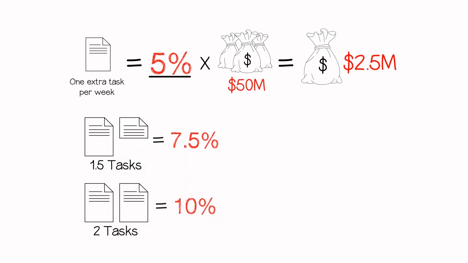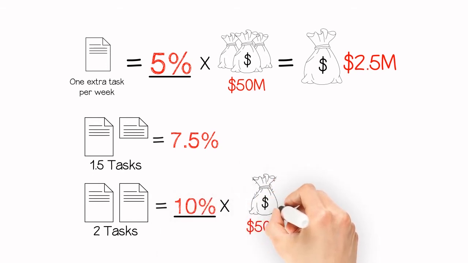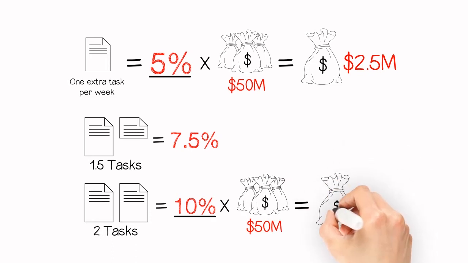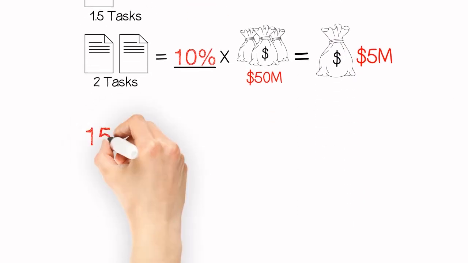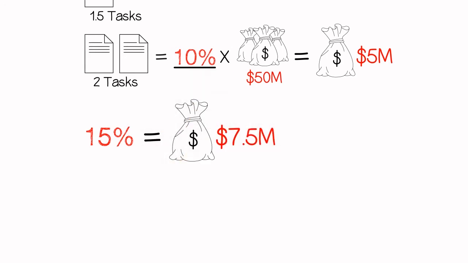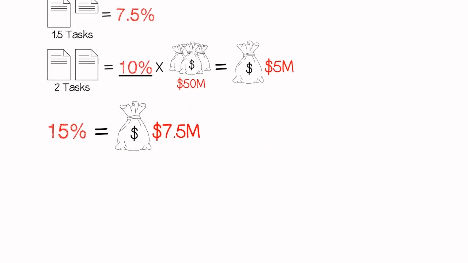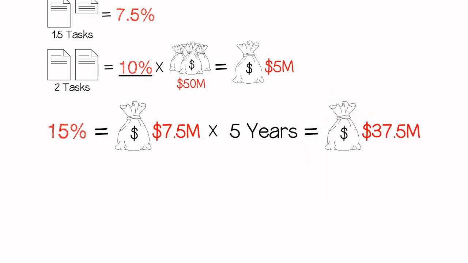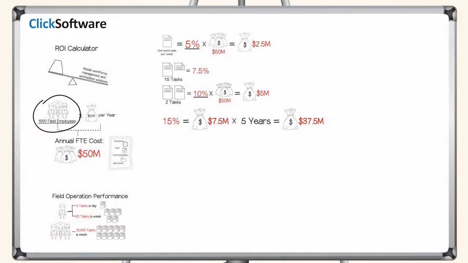So very quickly you can start to do the math here and see that if it is 10%, which we might be able to get, it's an annual saving of $5 million. If it's 15%, it's now 7.5 million. And the numbers are truly staggering, generating a 5-year saving of 37.5 million on labor cost alone. And that's based on 1,000 field employees.